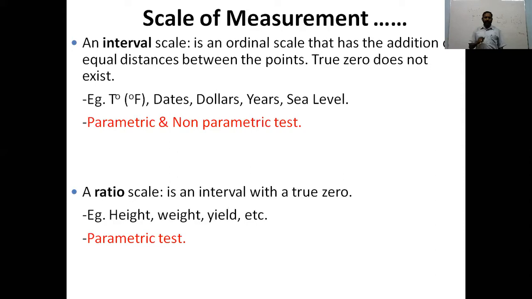Ratio scale data, right? So in the interval data, the intervals are not arbitrary. So these intervals are fixed interval, no problem, right? But only problem is the zero value. But in the ratio scale data, true zero does exist. Some example, height, weight, yield, etc. We can use the parametric test.